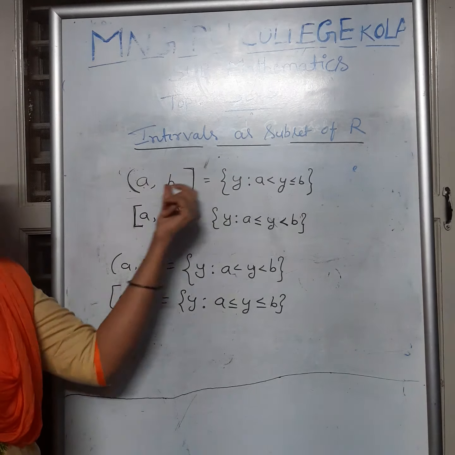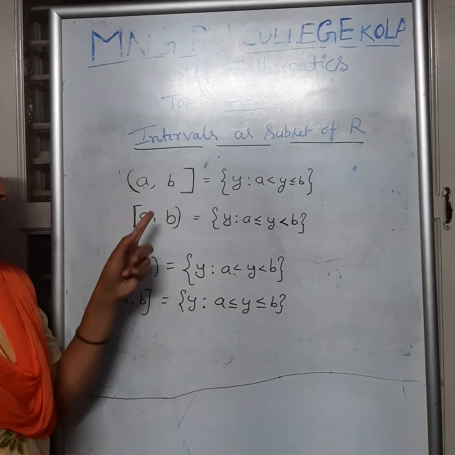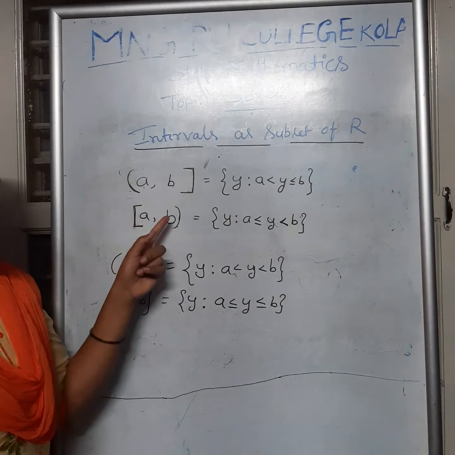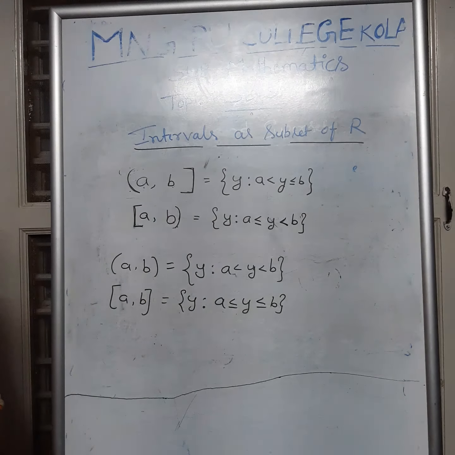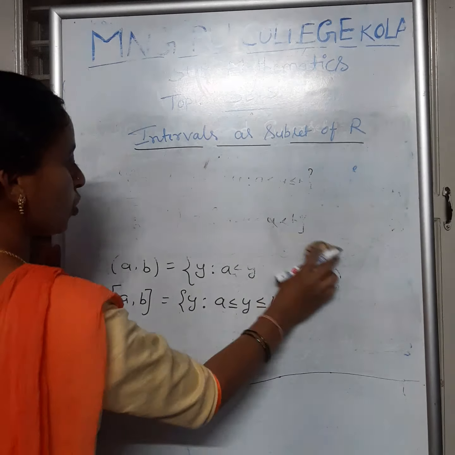In the half-open interval, this means excluding A but including B, or including A but excluding B. This is the half-open intervals. Understood now? Let's move on to the next topic.